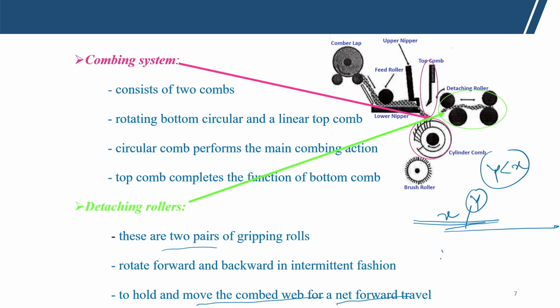So, there will be a net forward movement. This complex movement is actually done using the epicyclic gear. This epicyclic gear mechanism we will discuss later. This mechanics is very important, how the epicyclic or differential gear is acting on the combed fringe. So, these detaching rollers are driven by the epicyclic gear. This we will discuss later.